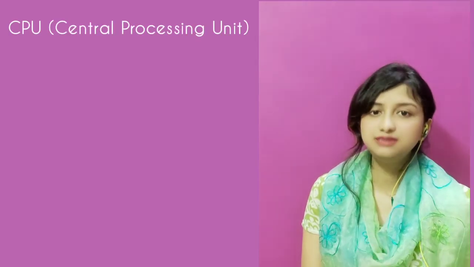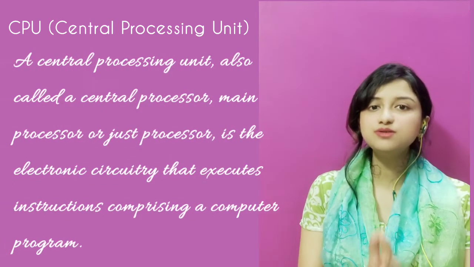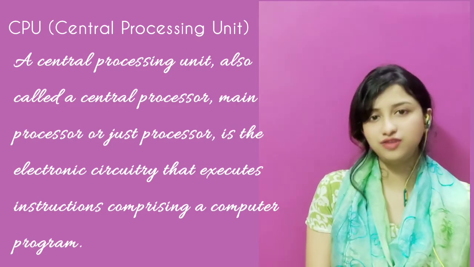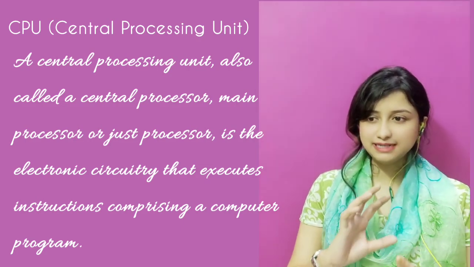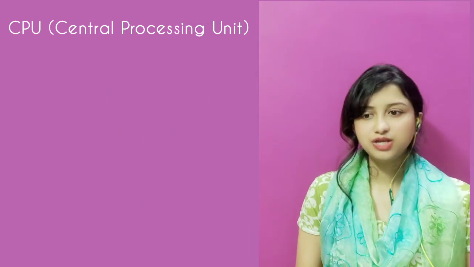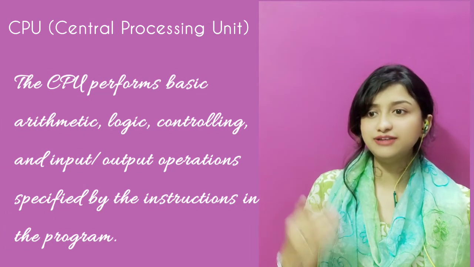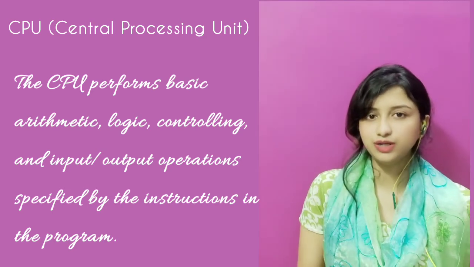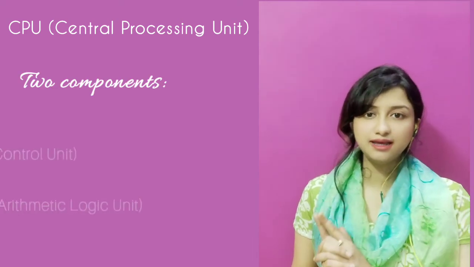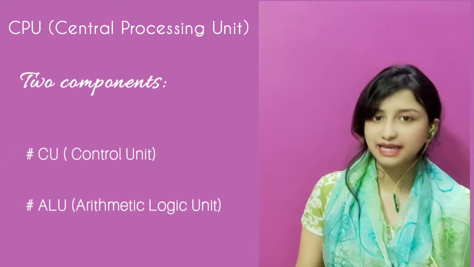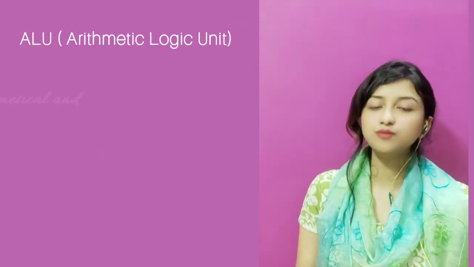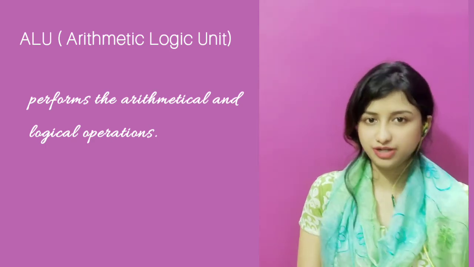Next we come to the processing device, that is the CPU, central processing unit. The CPU is the control center of the computer, it is the heart of the computer. It controls the entire functionality of a computer. The memory related and register related things are all inside the CPU. It has two components, one is the CU, control unit, and another is the ALU, the arithmetic logical unit. The arithmetic and logic unit performs the arithmetical and the logical operations.